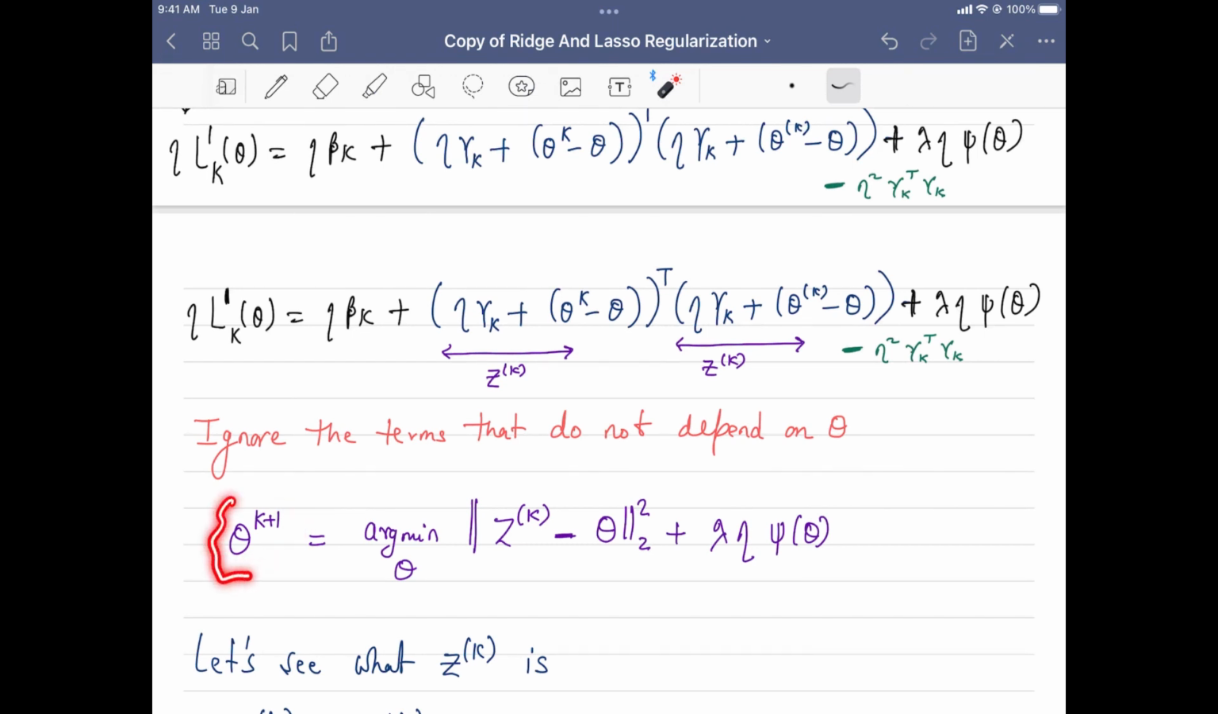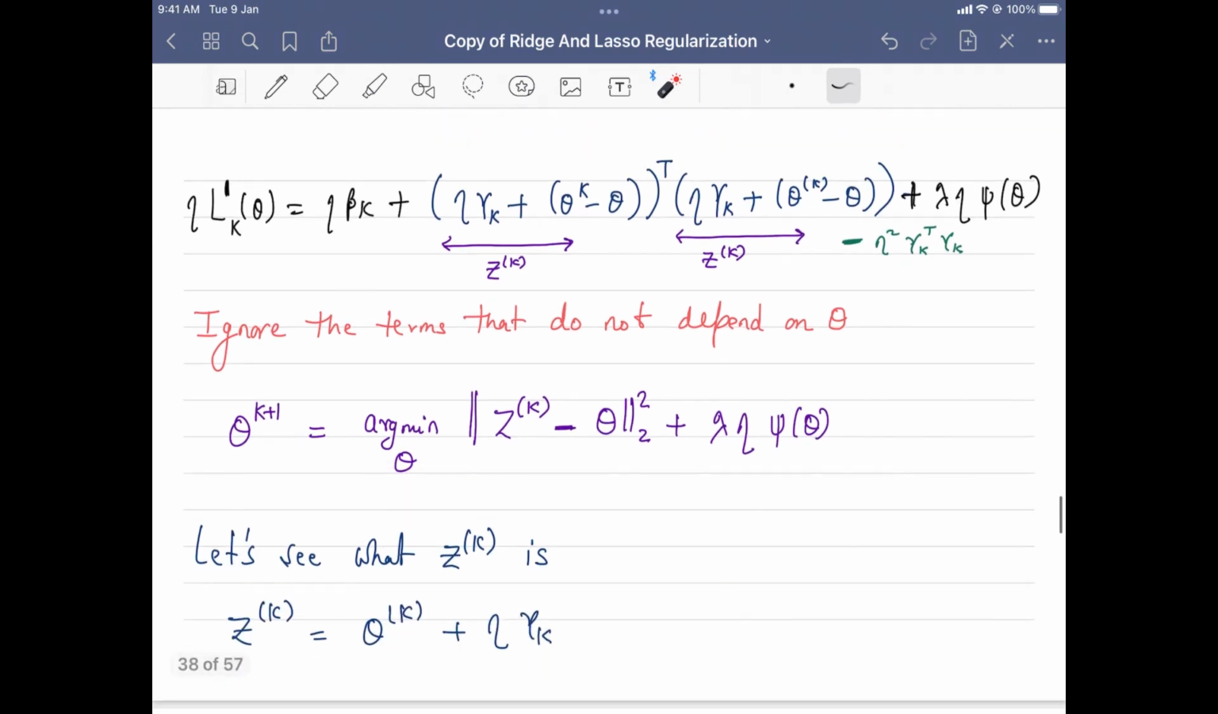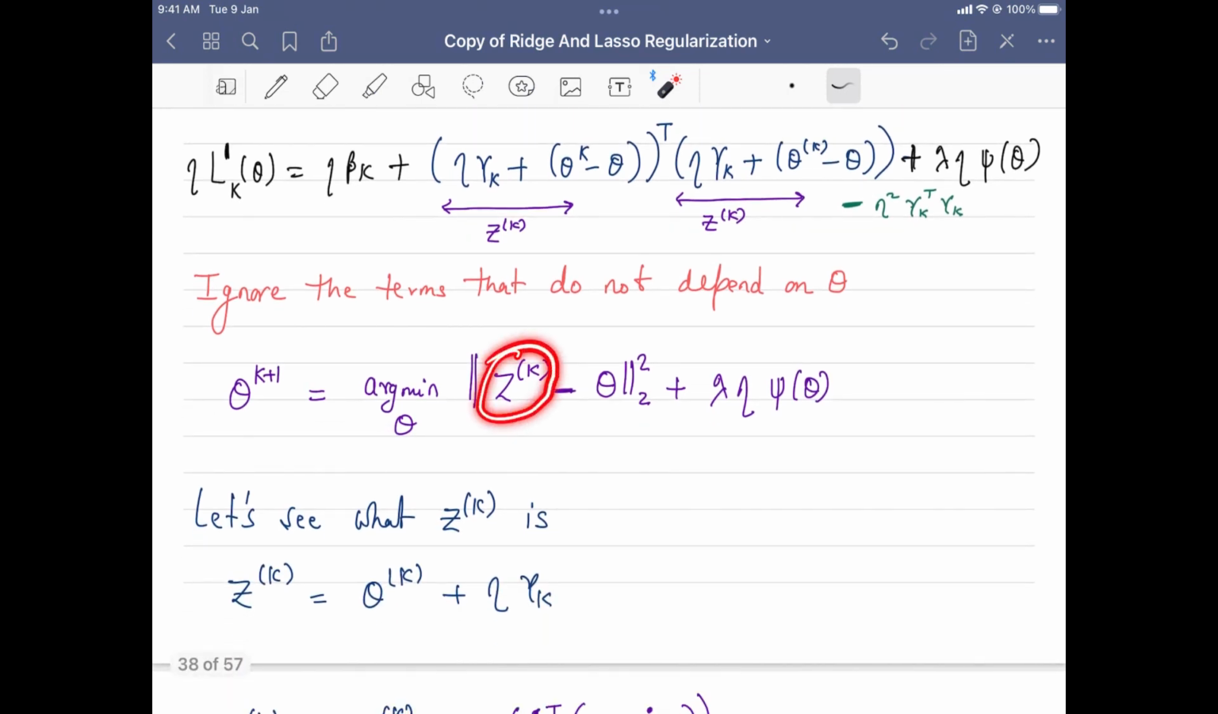So that theta is the optimal theta which you will get for the original loss function L theta also. So this is the way of doing the minimization. So if you see what zk is, it is basically this expression which is inside.